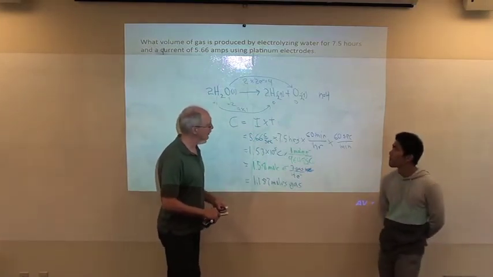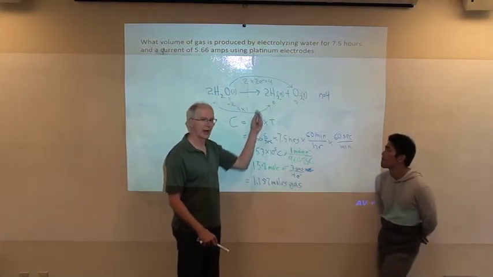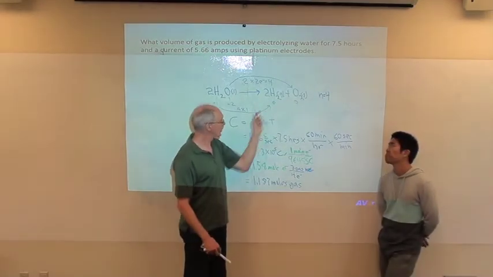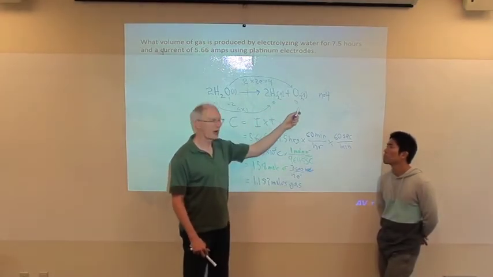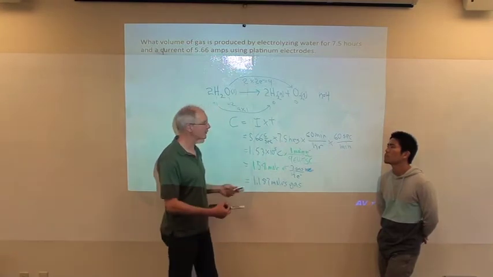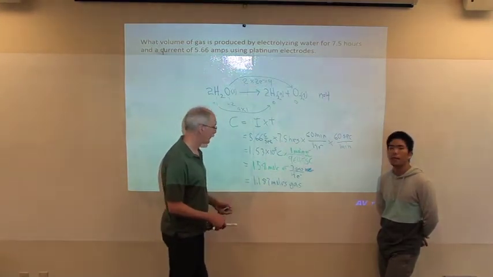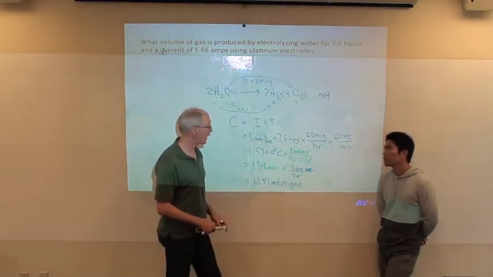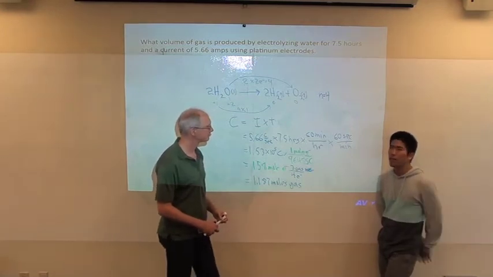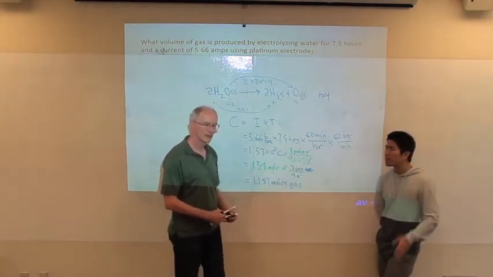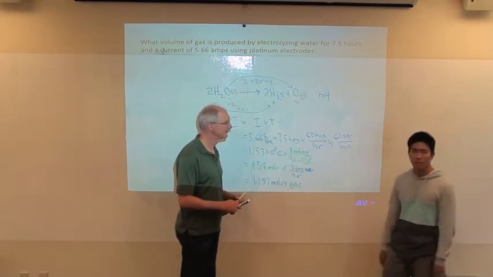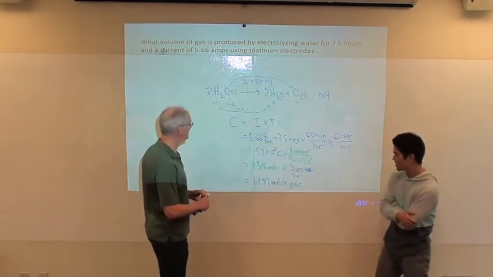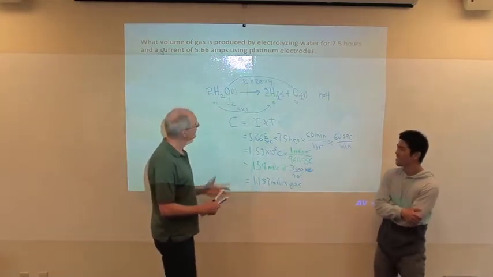Now you could have done it separately. You could have figured out how many moles of hydrogen by using 4 to 2, and then how many moles of oxygen, 4 to 1, and then added them together to get the total moles. Because this is a mixture of both gases. But we know that by the ideal gas law, it doesn't really matter what gas it is, because they're ideal. Isn't that great? They don't interact.